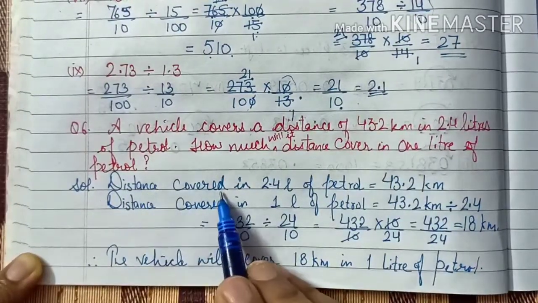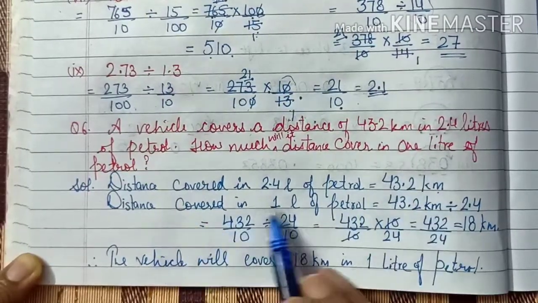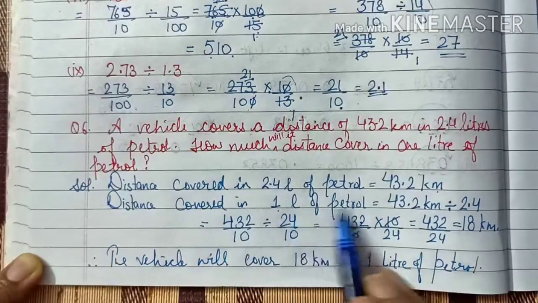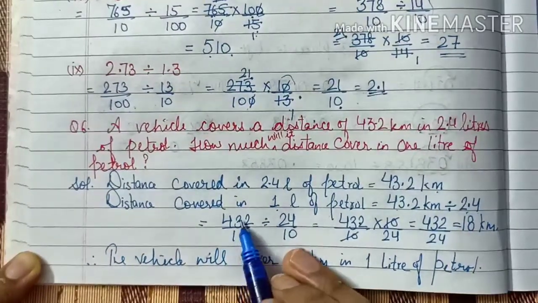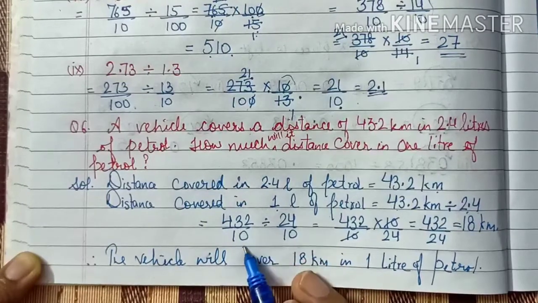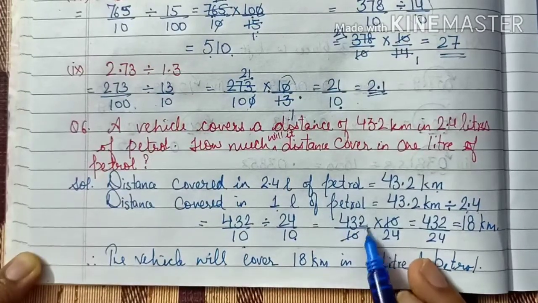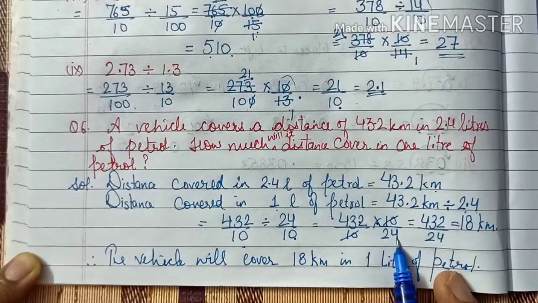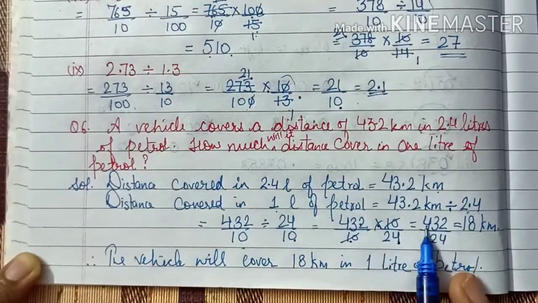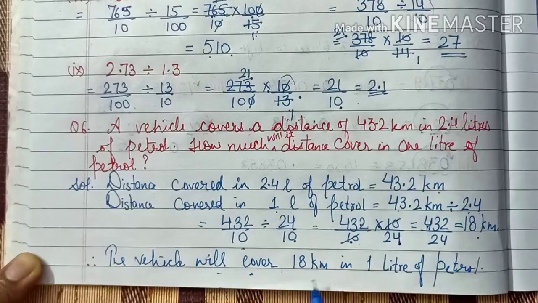First we will write here distance covered in 2.4 liters of petrol, that is 43.2 km. And now to find how much distance will be covered in 1 liter of petrol, we will divide 43.2 by 2.4. So for that, remove the decimal first. It will be 432 upon 10 divided by 24 upon 10. Change divide into multiply and take reciprocal. It is 10 upon 24. 10 and 10 will be cancelled. When we divide 432 by 24, it is 18 km. Therefore, the vehicle will cover 18 km in 1 liter of petrol.